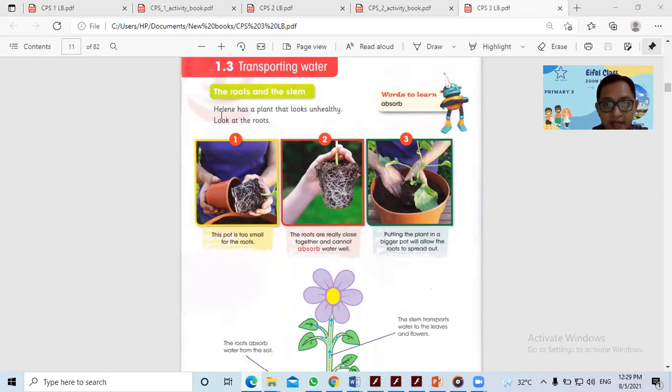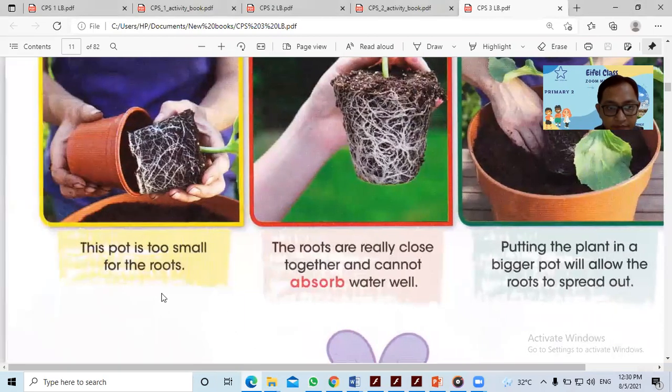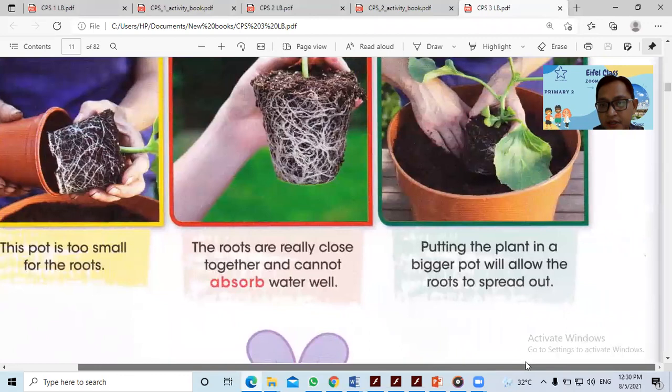Okay, let's take a look at this. Helen has a plant that looks unhealthy. Look at the roots. See, the pot is too small for the roots. Because the pot is too small, the roots are getting like this. So the roots are really close together and cannot absorb the water well. So we need to put it into a bigger pot, so it will allow the roots to spread out.